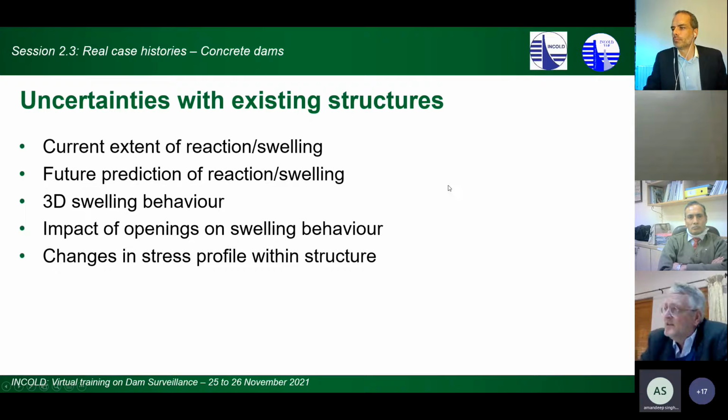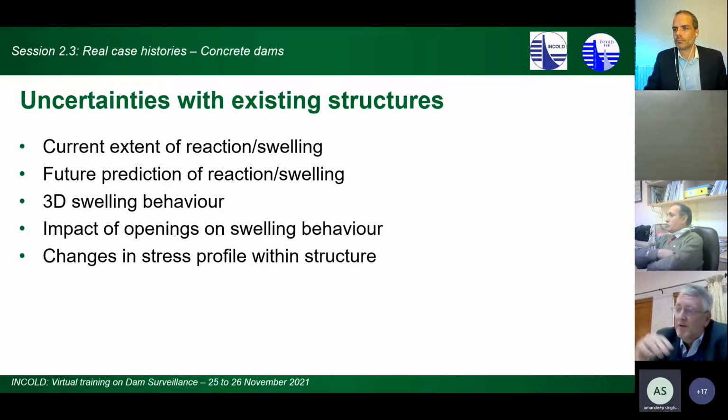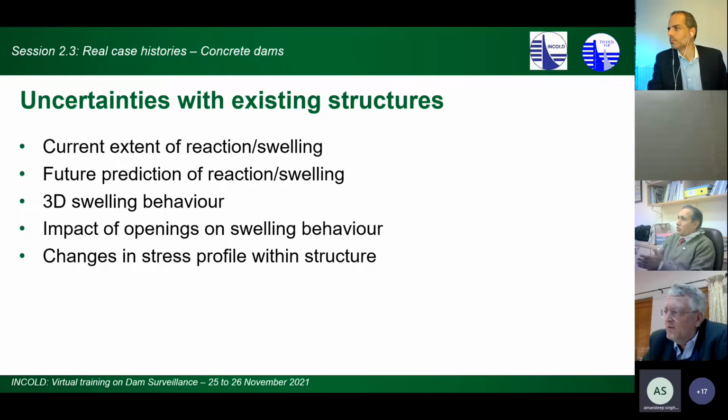There are some uncertainties, things that you don't know about it. The first one: what's the current extent of the reaction or the swelling? The next one would be to get a feel for what's a future prediction of the swelling or reaction. Also, 3D behavior, especially if you work on an arch dam where three-dimensional behavior is important, we have some uncertainty about that. Also, what's the impact of openings on the swelling behavior?